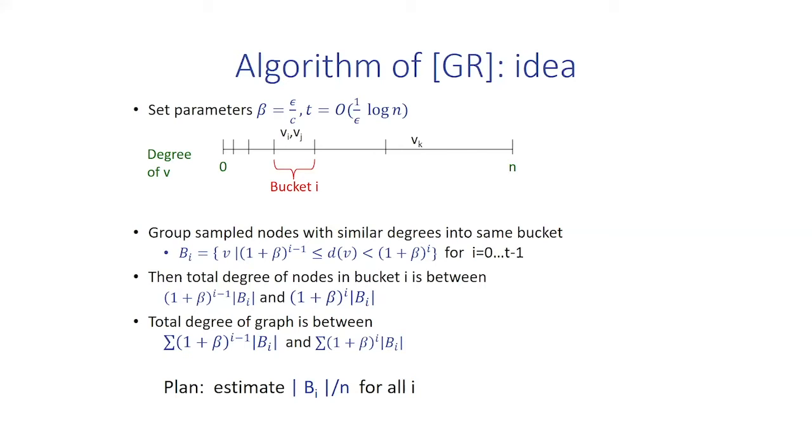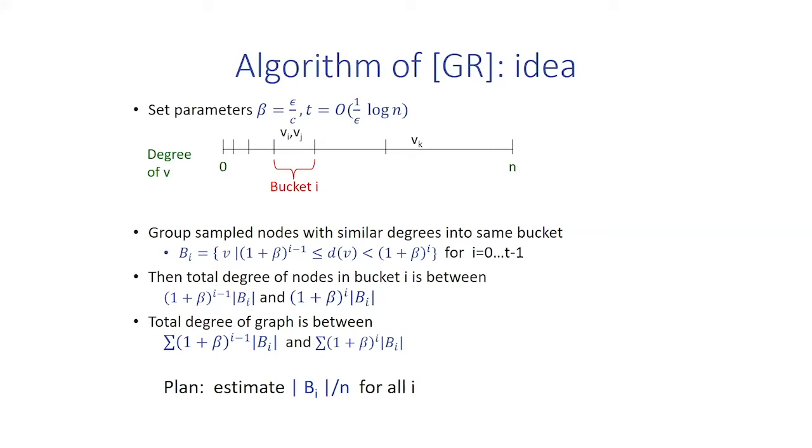Okay, any questions here? Because this is the main idea: we're summing up over each bucket, this is the lower bound on the total degree from that bucket, and this is the upper bound on the total degree from that bucket. Because each node in that bucket has between 1 plus beta to the i minus 1 and 1 plus beta to the i degree. And so I want to take the whole contribution of nodes that have roughly that degree. So this is not a sum over all the nodes. This is a sum over the buckets. Does that help? Okay, good.